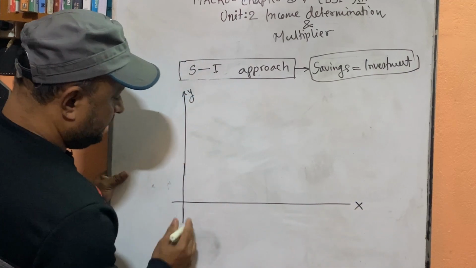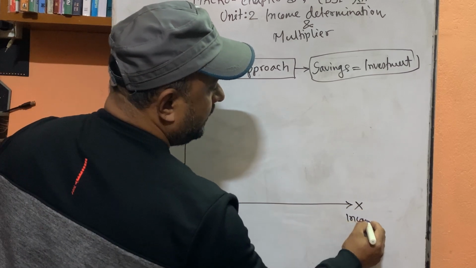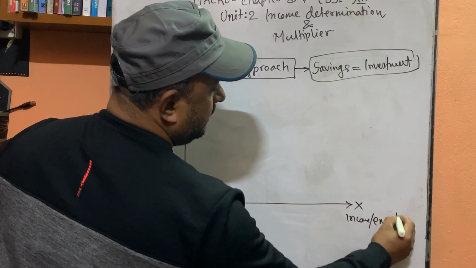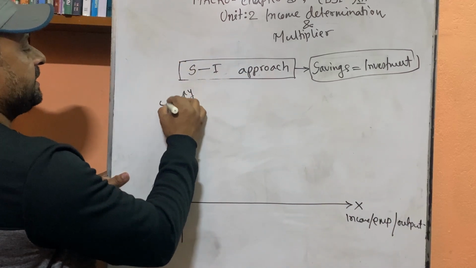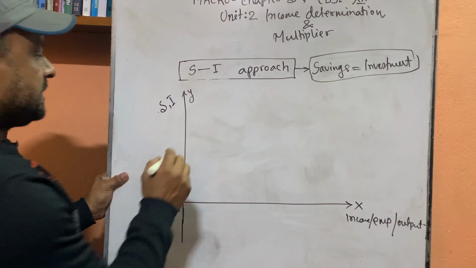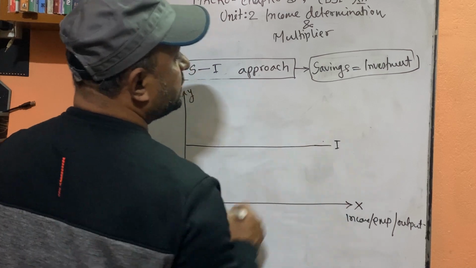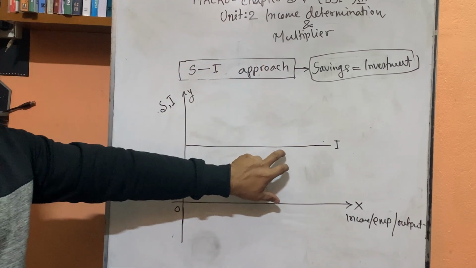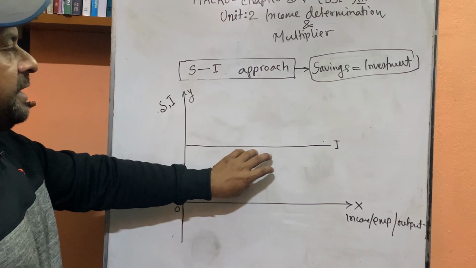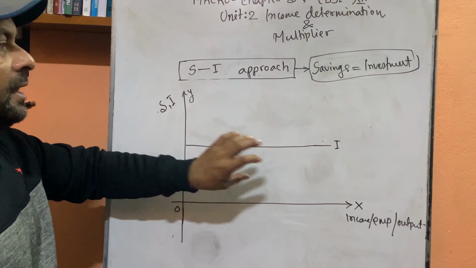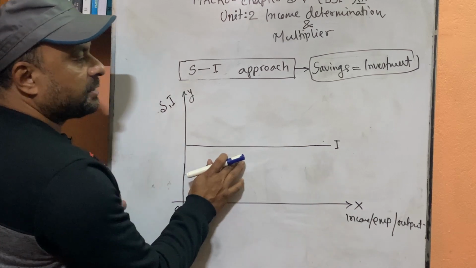This is the x-axis, origin. Here we are measuring, the same way, income, employment and output. Here on the y-axis we are measuring savings and investment. This is our investment curve. It is parallel to the x-axis because here we are taking autonomous investment, not induced investment. Because in a country like India, autonomous investment is far more than induced investment. Private investment is very less, that is negligible. So we are assuming autonomous investment.